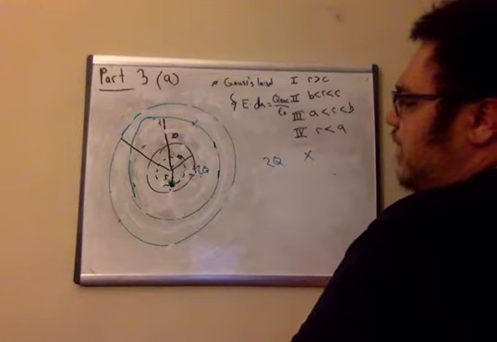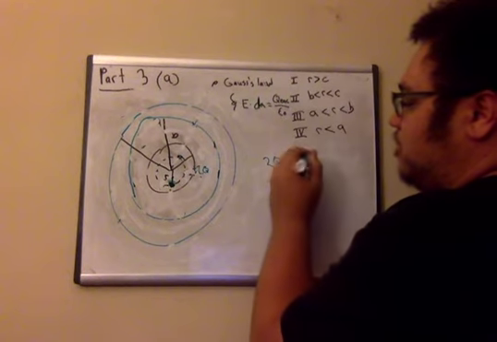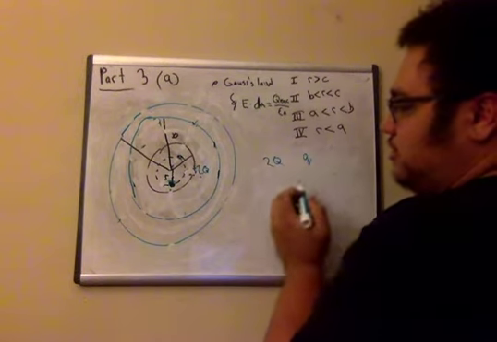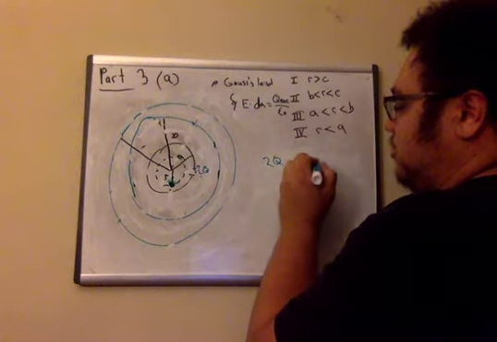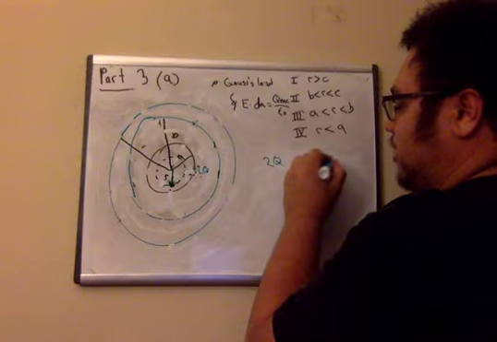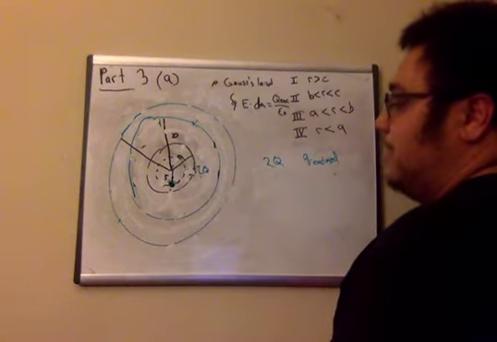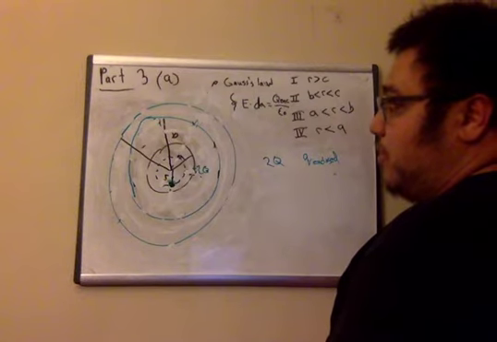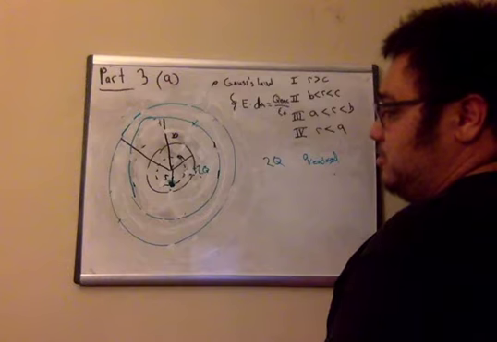Well, how do we figure out what the charge enclosed is, right? Or instead of x, let's call it q enclosed, right? How do we figure out what the charge is on the inside? Well, the way that I like to do this, and there might be other ways to do it, is we can set up a ratio.